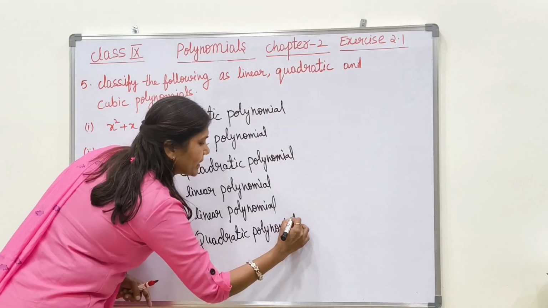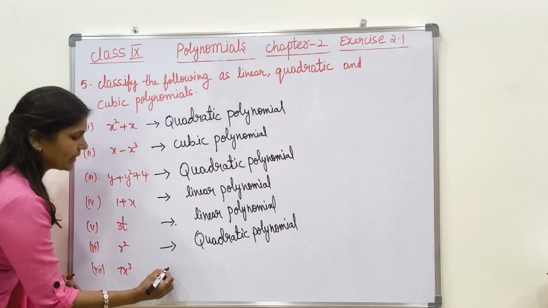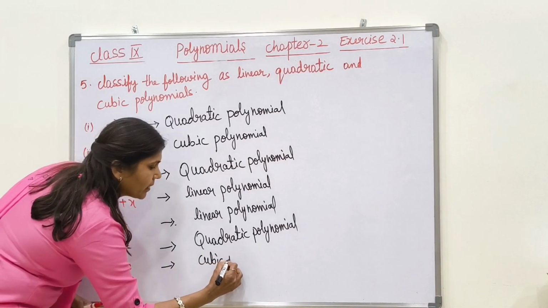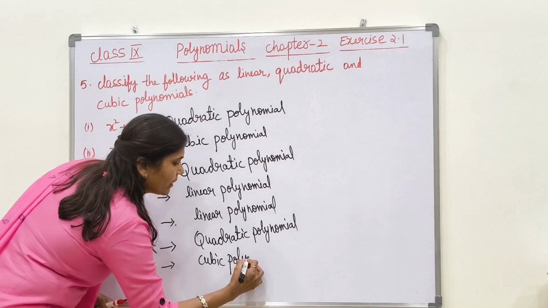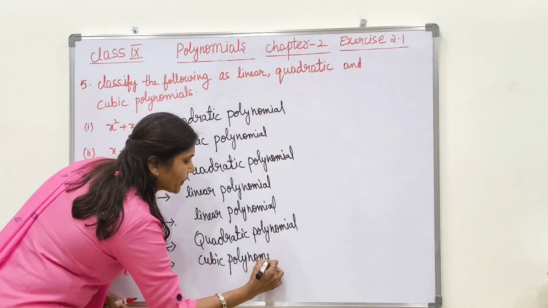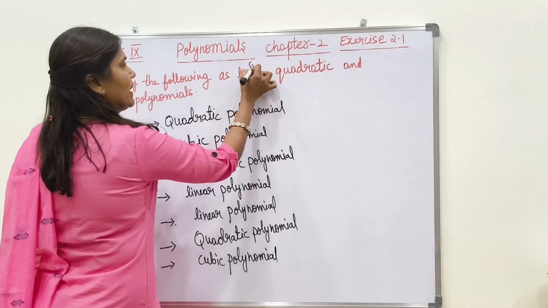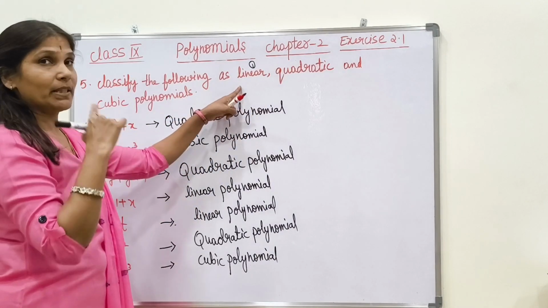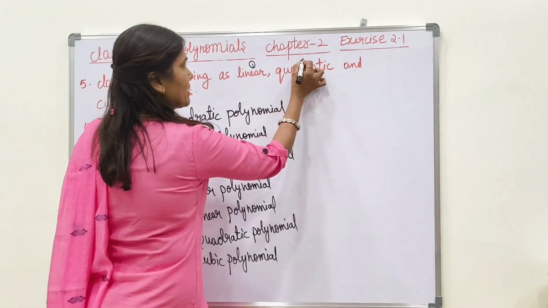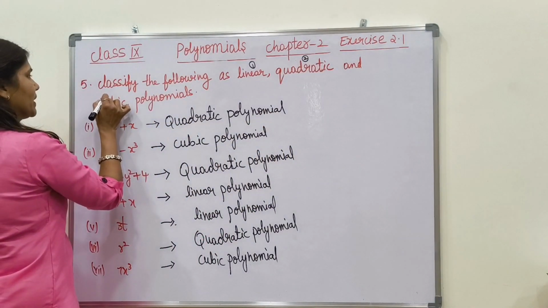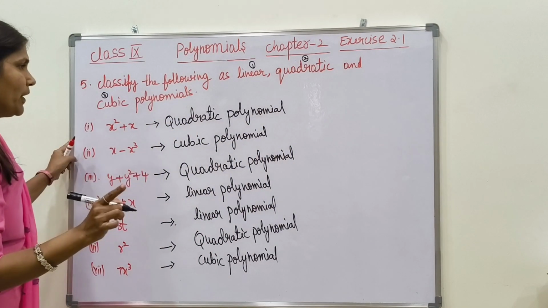Okay. Next to see Baba, here highest power 3 is there. 3 is there, means it is a cubic polynomial. Okay. See Baba. Once again, highest power 1 is there, means linear polynomial. You see the power. Next, highest power 2 is there, means it is a quadratic polynomial. Highest power 3 is there, means it is a cubic polynomial.